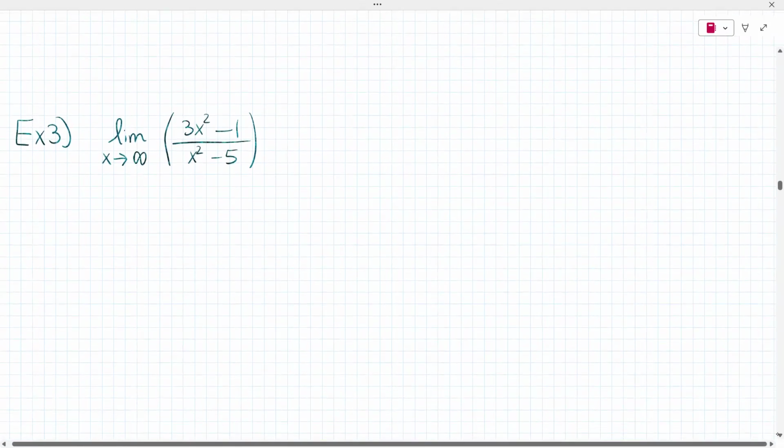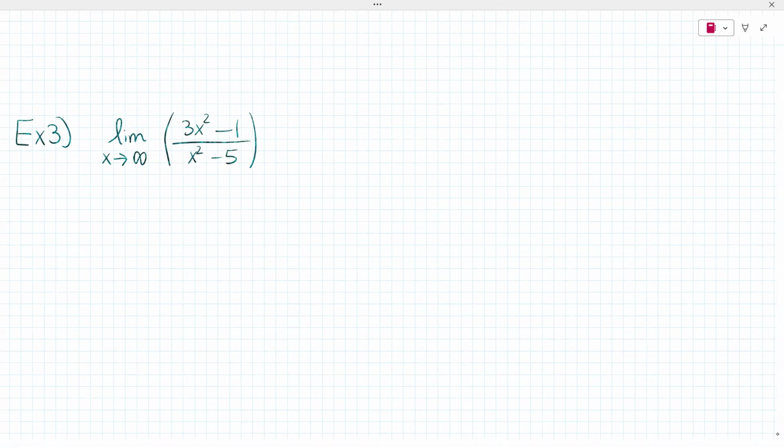Let's do example 3. What is the limit as x approaches positive infinity of 3x squared minus 1 over x squared minus 5? You can check it. On your numerator, the highest term is 3x squared. On your bottom, the highest term is x squared. What can you say about their degree? They are the same. So when it's the same, just use the coefficient, which is 3 over 1, right? This has an invisible 1. So your limit is going to be 3.